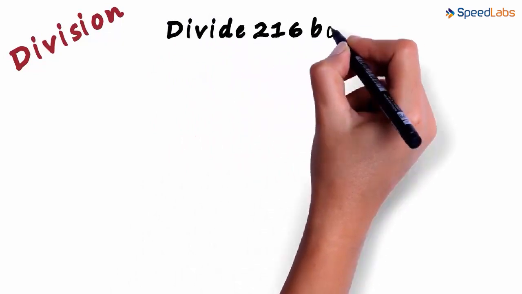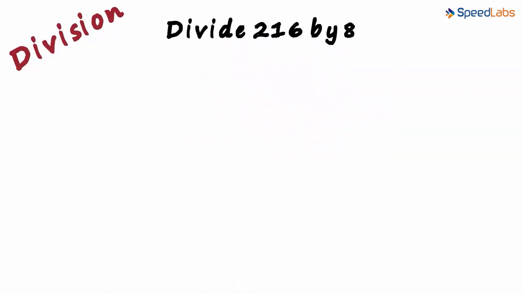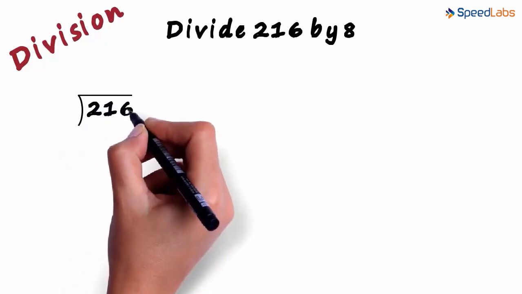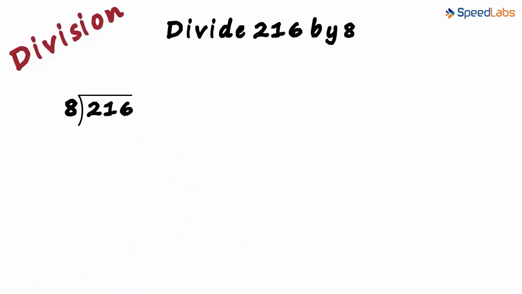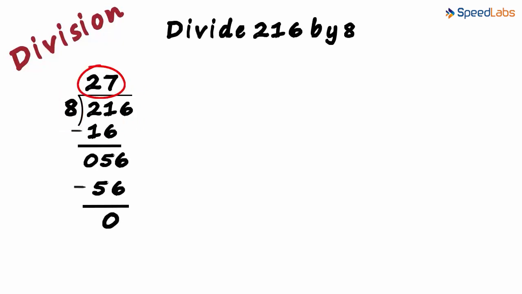This is where division helps us. If you want to know whether 8 is a factor of 216, all we need to do is divide 216 by 8. After the division, if we get the remainder as 0, we can say that 8 is a factor of 216. So let us divide 216 by 8. Yes, the traditional way where we write 216 like this and 8 next to it. After solving, we get the quotient as 27 and the remainder as 0. As the remainder is 0, we can say that 8 is a factor of 216.